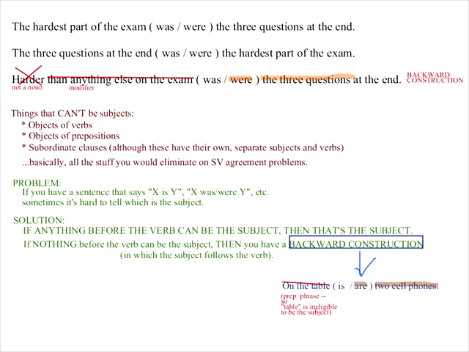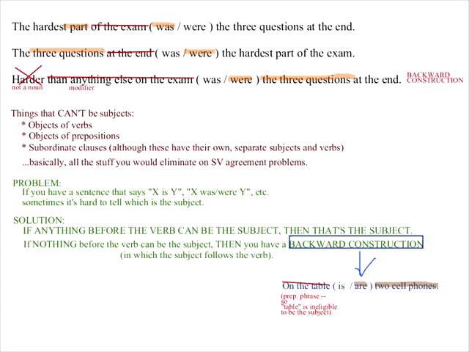On the other hand, these first two sentences, the hardest part of the exam, so of the exam is ineligible, we can knock that off. And then hardest is just an adjective, and the is just an article. So we're left with part as the subject, was the three questions at the end. And then the three questions at the end is a prepositional phrase. So the three questions is the subject were the hardest part of the exam.